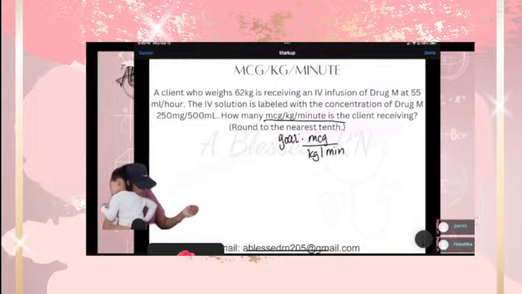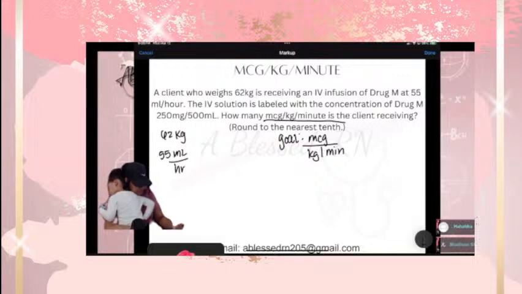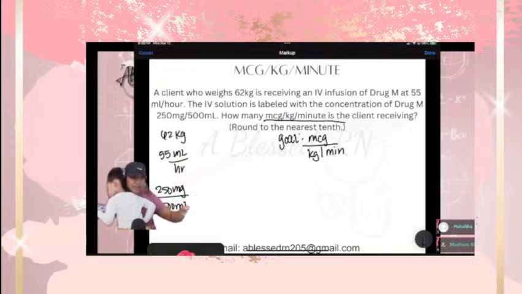All right, then. We get our puzzle pieces. 62 kilograms. And we've got a rate of 55 milliliters per hour. And then our medicine is 250 milligrams and 500 mLs of fluid, okay? So now we need to find micrograms at the top and kilograms and minutes need to be at the bottom, okay? So listen, we don't have micrograms, we have milligrams, but we still gonna put our micrograms first because why?